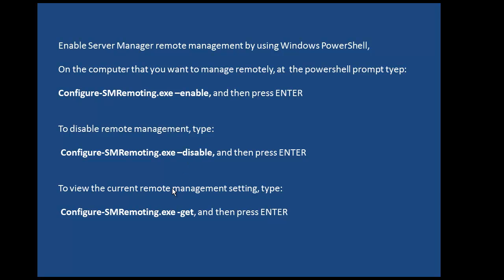If you want to view the current remote management setting, you can type at your PowerShell prompt, configsmremoting.exe -get, and then press enter. So those are just some of the commands that we can use in PowerShell to enable or disable remote management.